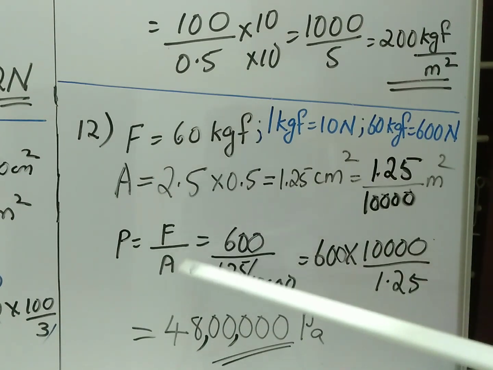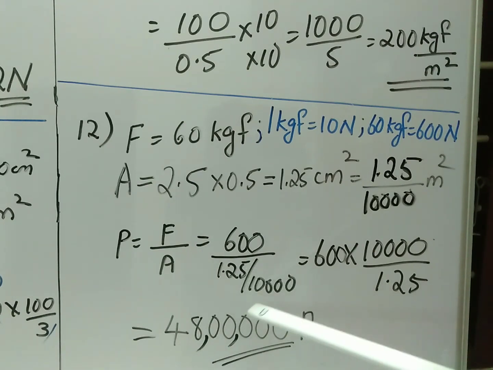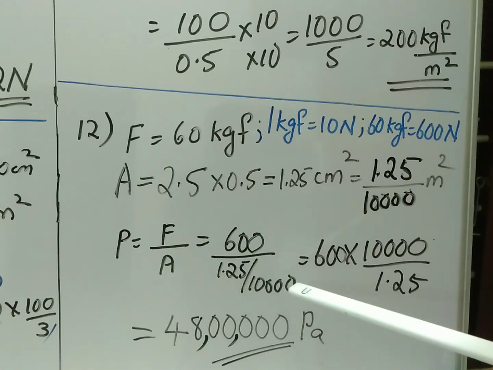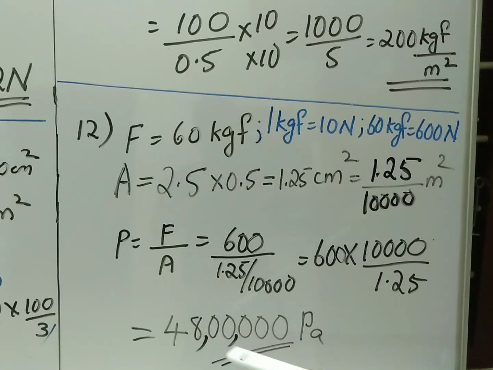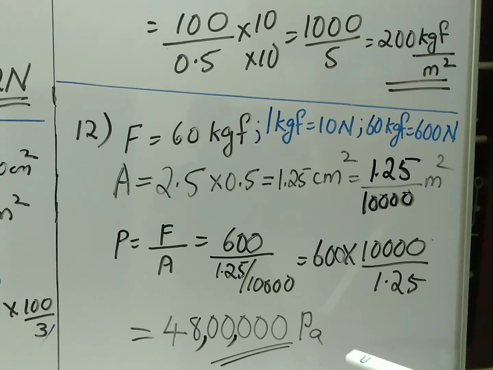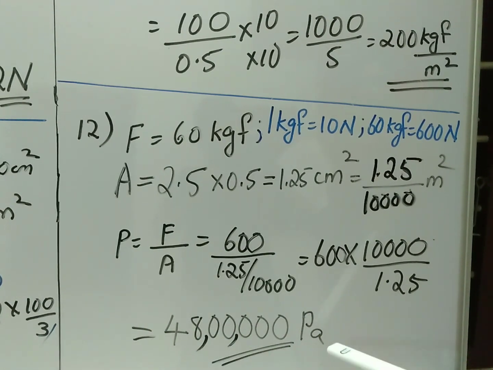Now pressure is equal to force by area, that is 600 divided by 1.25 by 10,000. Now taking the reciprocal, 600 into 10,000 by 1.25. Now you can cancel this 1.25 and 600 and multiply by 1000. You will get 48 lakh Pascal. In your textbook it is given 4.8 into 10 raised to 6. Either you can write like that or directly you may write 48 lakh Pascal.